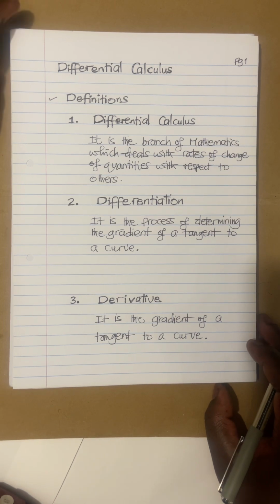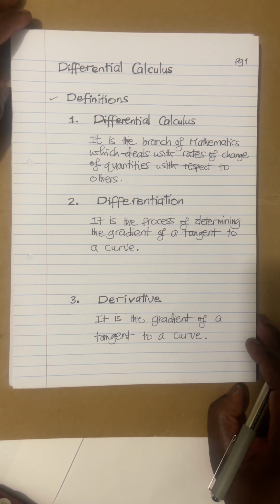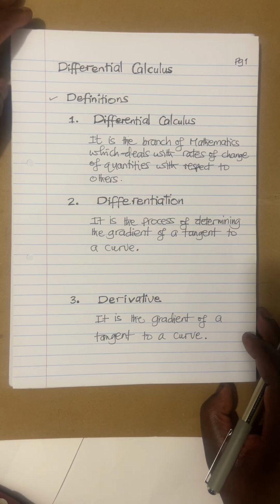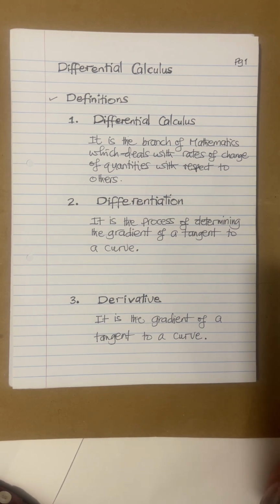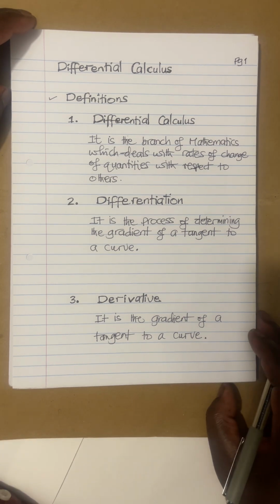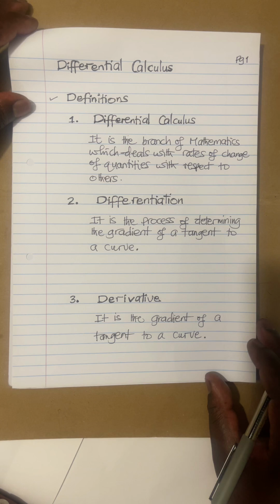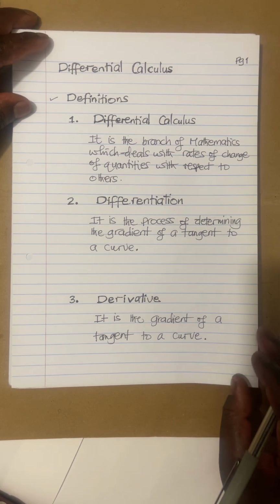I'm going to repeat them. Differential calculus is a branch of mathematics which deals with rates of change of quantities with respect to others, or you can say with respect to other quantities. Differentiation is the process of determining the gradient of a tangent to a curve, and derivative is the actual gradient of a tangent to a curve.